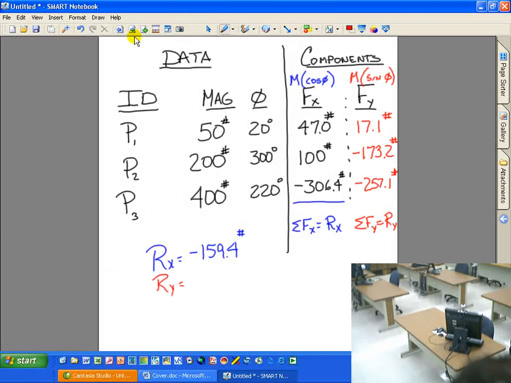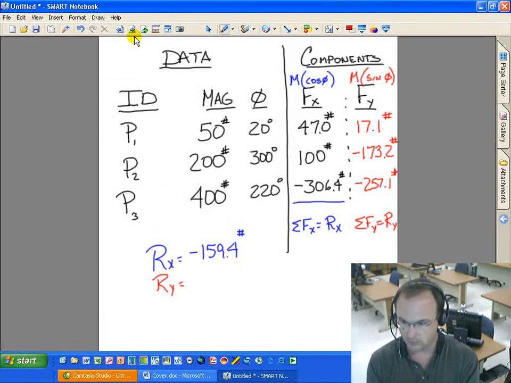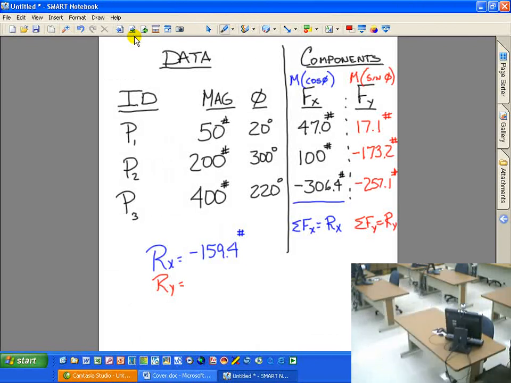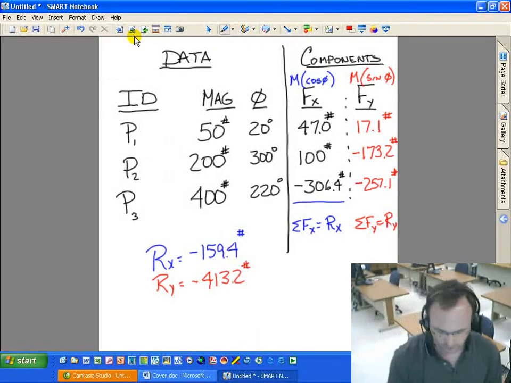Our y is equal to 17.1 plus negative 173.2 plus negative 257.1, which equals negative 413.2 pounds. So we have a negative 159.4 and a negative 413.2.